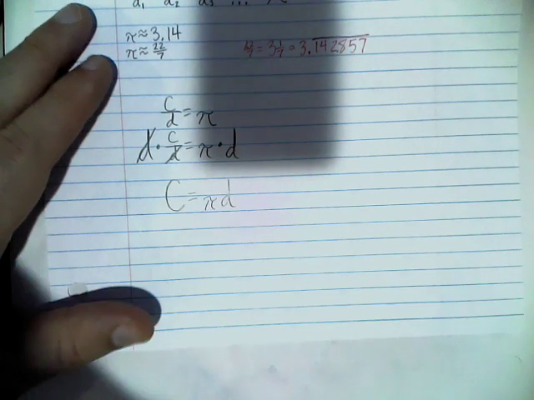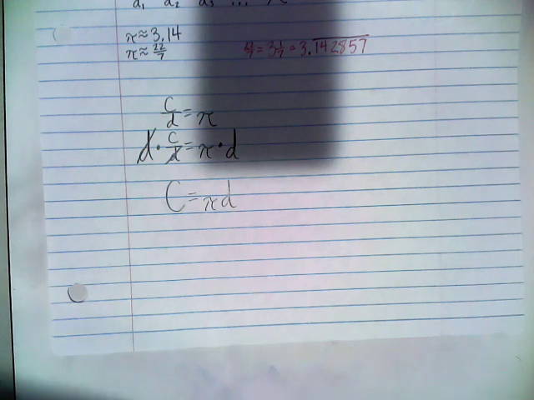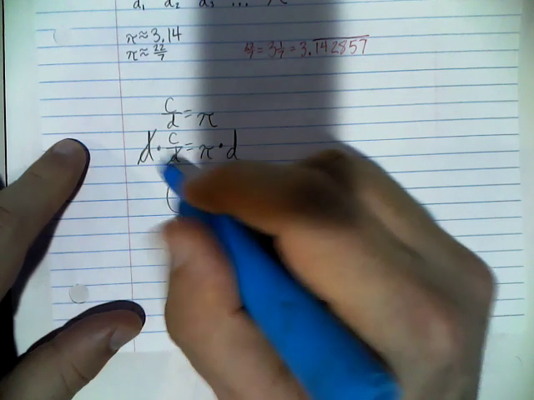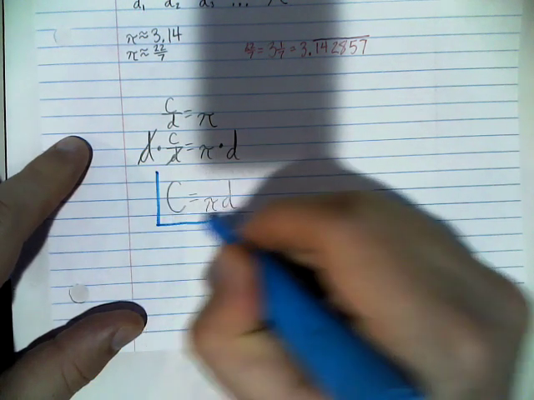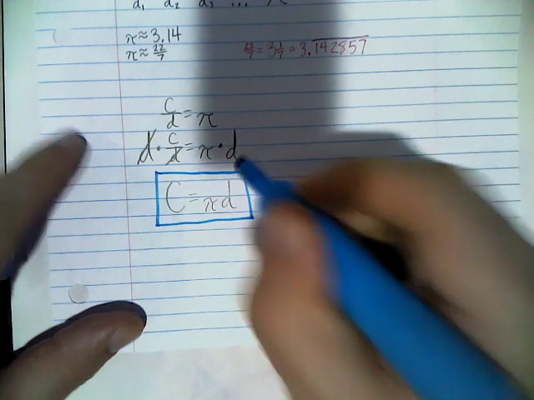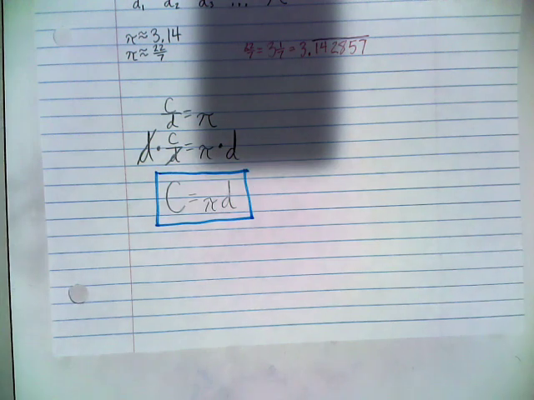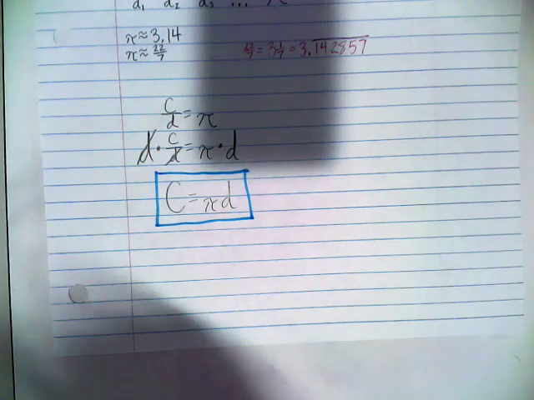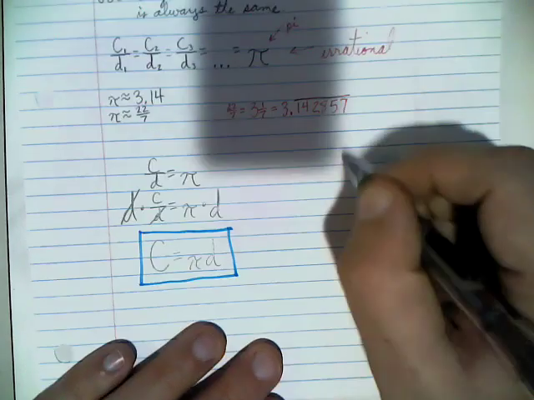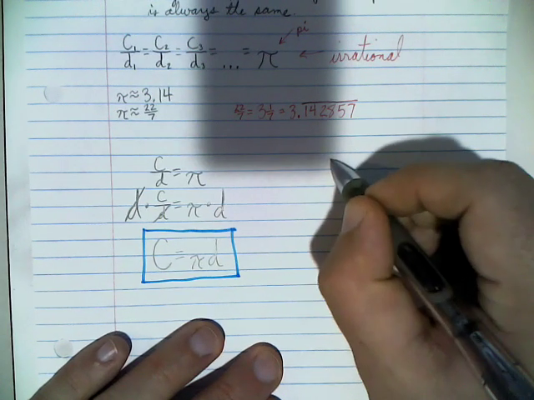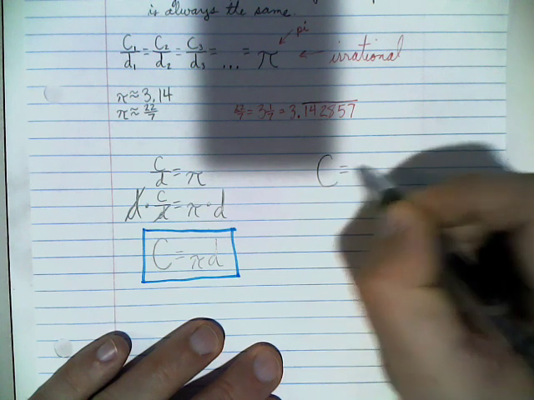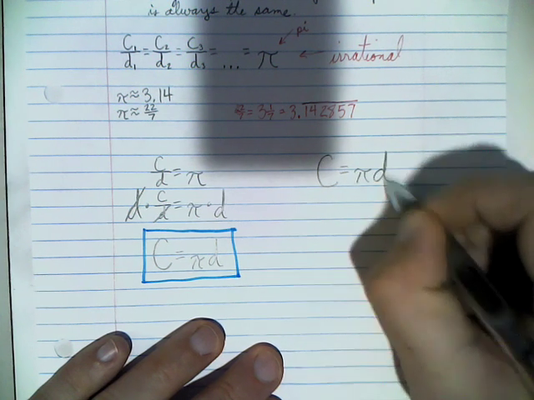d. And at this point, go ahead and grab your highlighter. I don't really care what color you choose. I've chosen blue. I just want to put a box around this to make that pop out. Now, we're going to take this now and do a little bit more algebra. So c equals pi d.